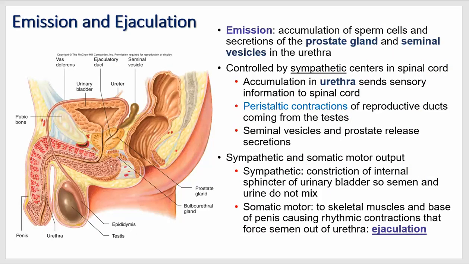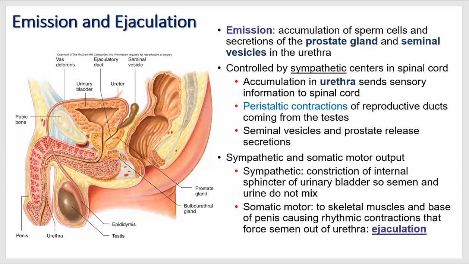All right, so emission and ejaculation. Emission: accumulation of sperm cells and secretions of the prostate gland and seminal vesicles in the urethra. So the sperm will move up during intercourse, and then collect in this area. But the actual ejaculatory process is controlled by sympathetic centers in the spinal cord. So this is a sympathetic, oh gosh, what's the word I'm trying to think of? Reflex. Okay, so it's a sympathetic reflex.